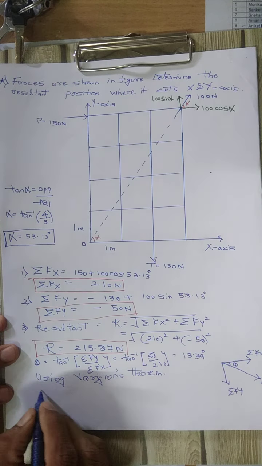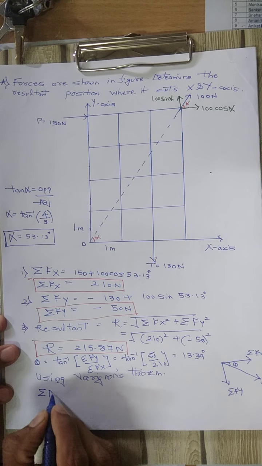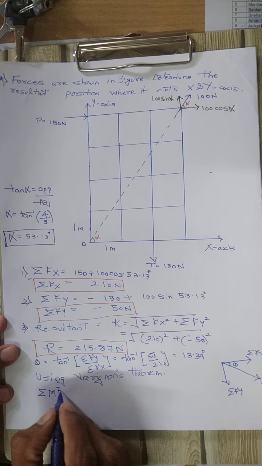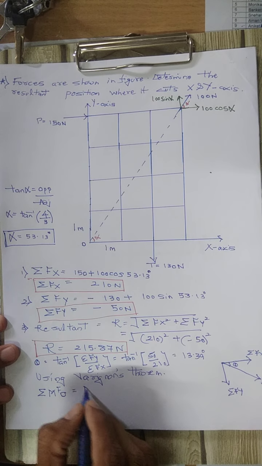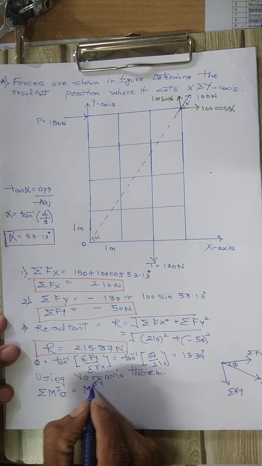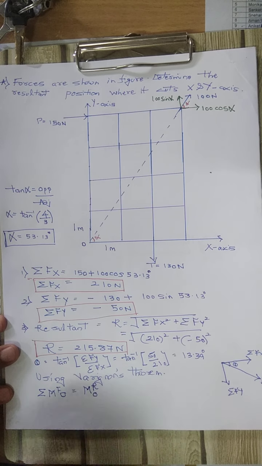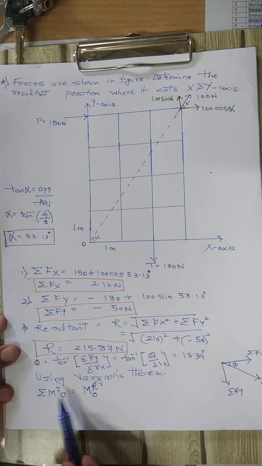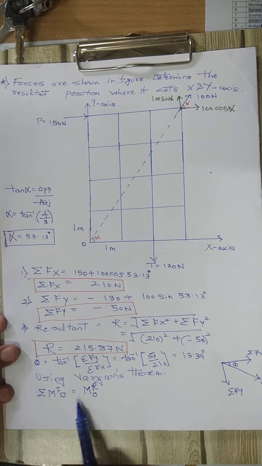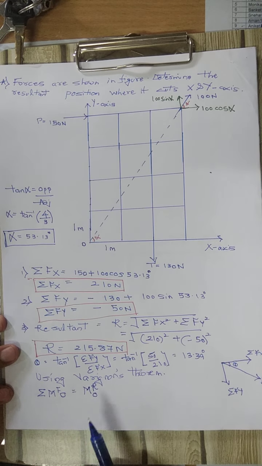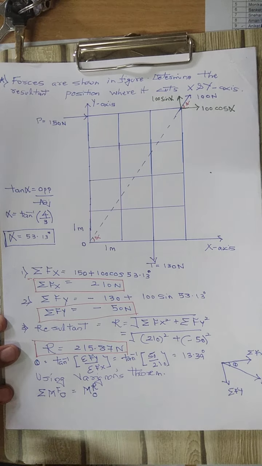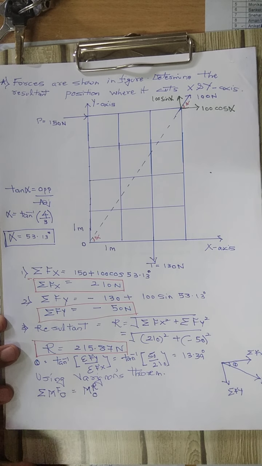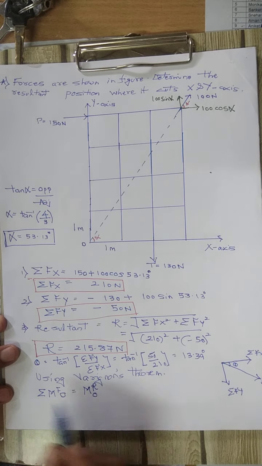Varignon's theorem says the summation of moments of all forces about point O is equal to the moment of the resultant at that point O. The summation of moments of all forces about point O, that is the origin, is equal to the moment of the resultant at this point O. So we will take the moment of all forces about O.